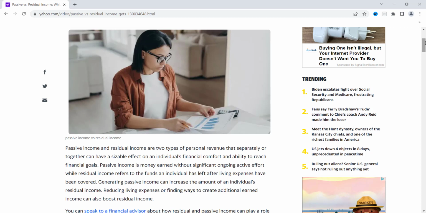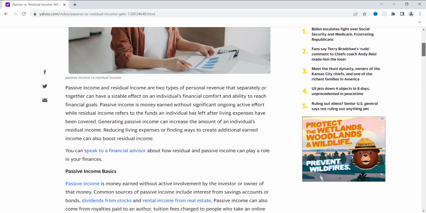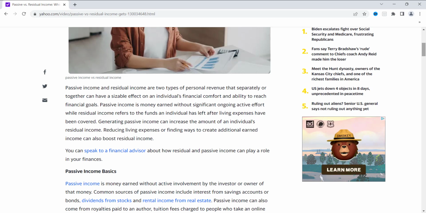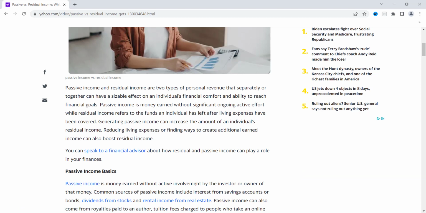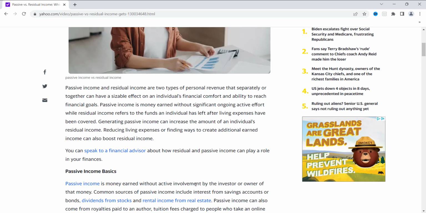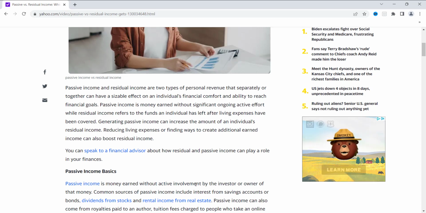So I want to start first by talking about passive income. Now, exactly what is passive income? Well, I came across this article right here, and I think it breaks it down very well. Passive income is just money earned without actively being involved in the process as an investor or just the owner of that money. So basically you're not putting in a ton of effort and time into your passive income streams, but these passive income streams are making money for you.